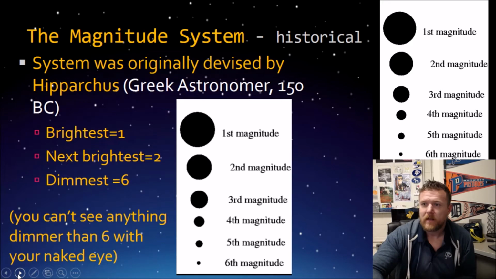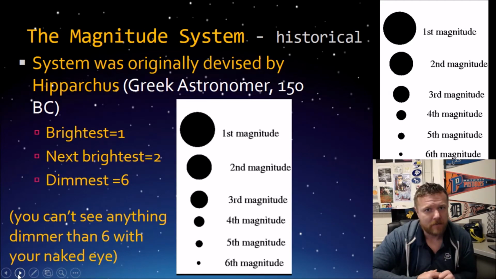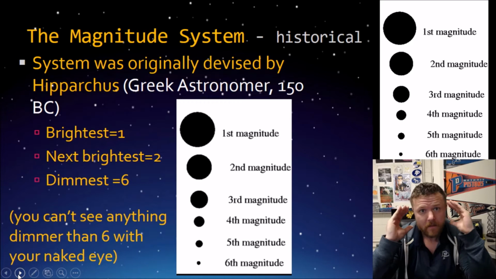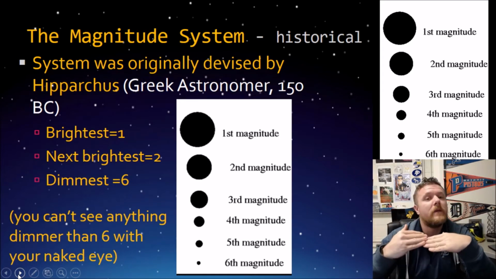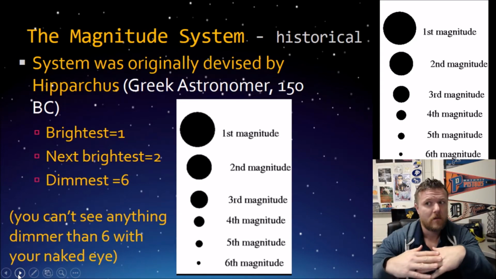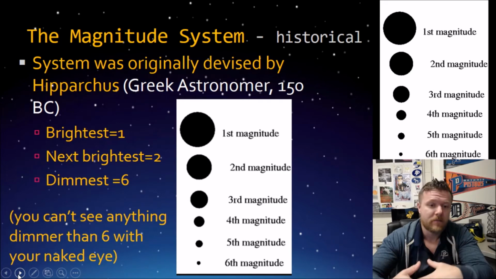You can't see anything dimmer than a 6, which means if you have a magnitude of 7, that star is, by definition, invisible to our naked eye. Keep this in your head. The lower the number, the brighter the star. The higher the number, the dimmer the star.